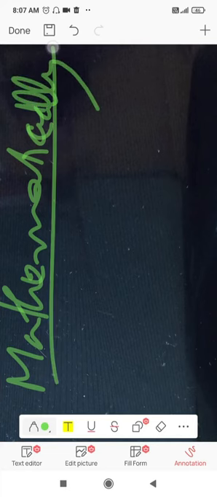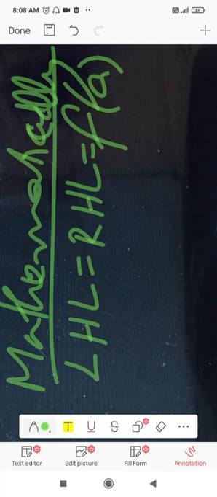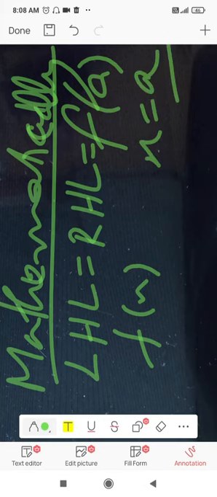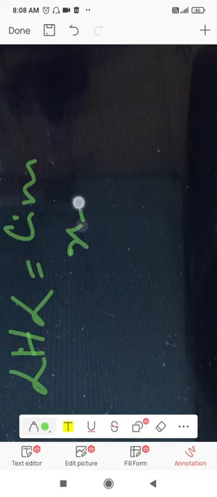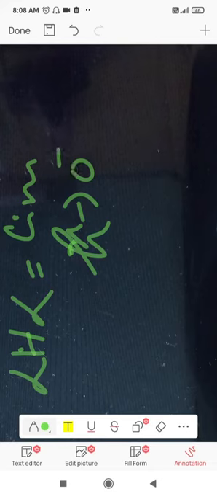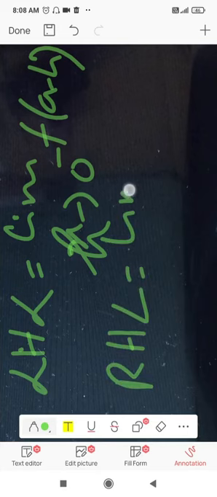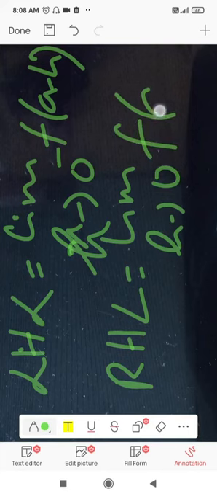Mathematically, how to show a function is continuous? For that, we have to show left hand limit is equal to right hand limit equal to the value of the function at that point. Suppose f(x) is a function and you are asked to show the function is continuous at the point x equal to a. Then we have to show this: left hand limit equal to right hand limit equal to f of a, that means the functional value at the point a. Again, I want to repeat how the left hand limit we find out. LHL, we write limit h tends to 0, f of a minus h. And right hand limit, we write limit h tends to 0, f of a plus h.